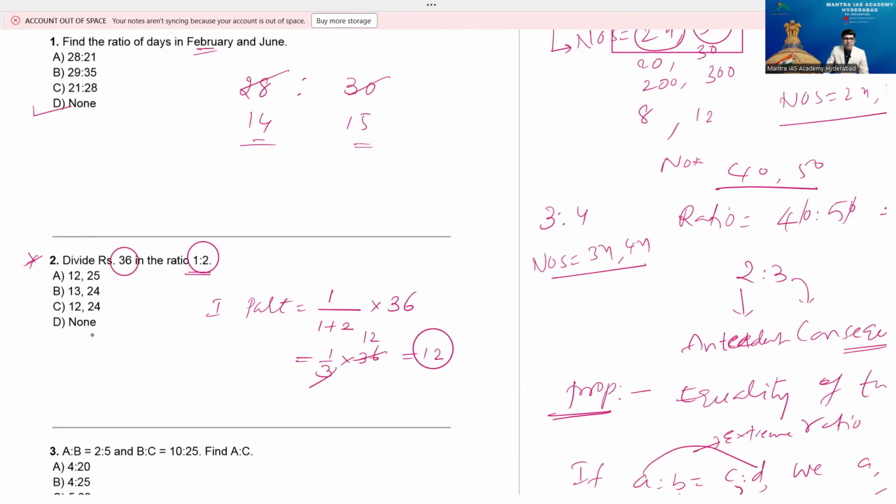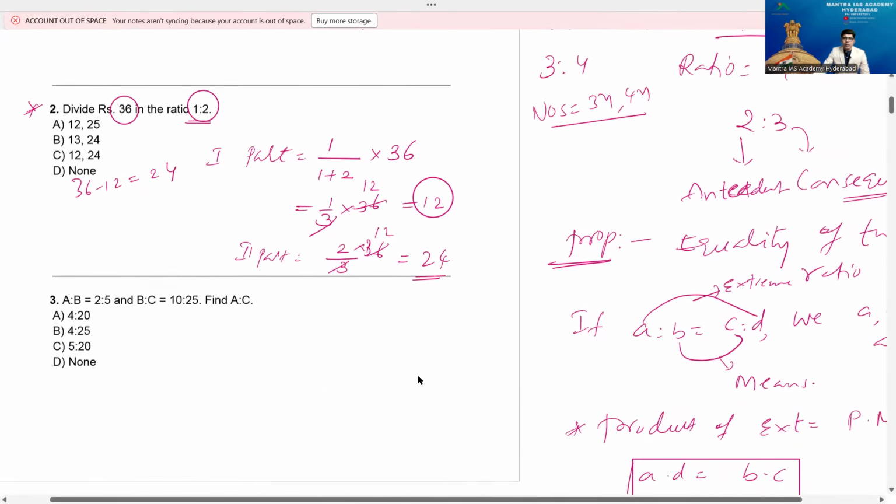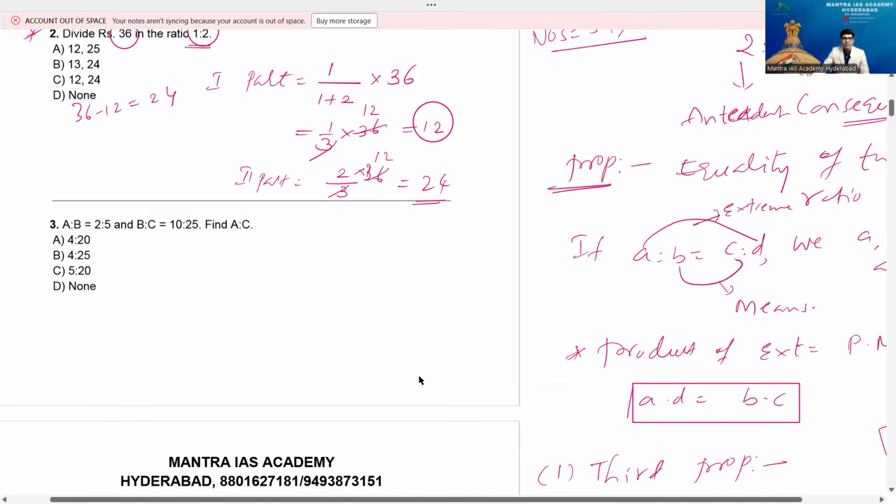Simply you can subtract, 36 minus 12, you get 24. Or the second part, mathematically, is 2 by 3 out of 36. Or directly 3 cancels, 2 into 12 is also acceptable. So the second part is 24. Divide 36 in the ratio 1 is to 2: the first part is 12, the second part is 24. This is a beautiful problem, of course. Focus on this.